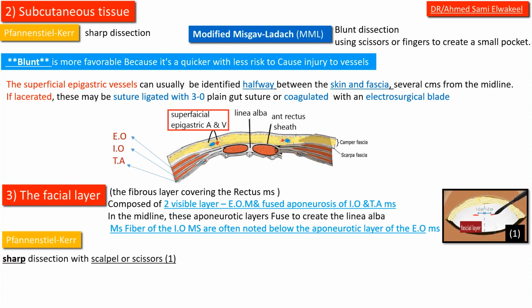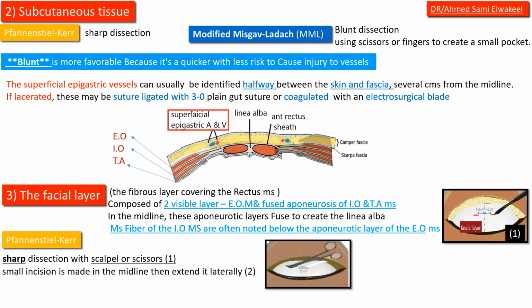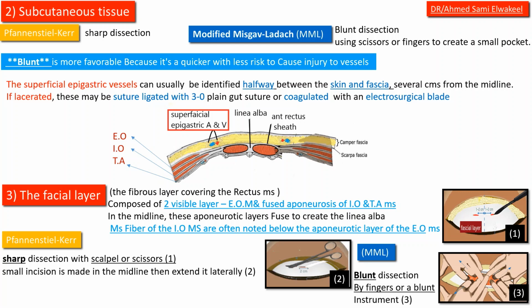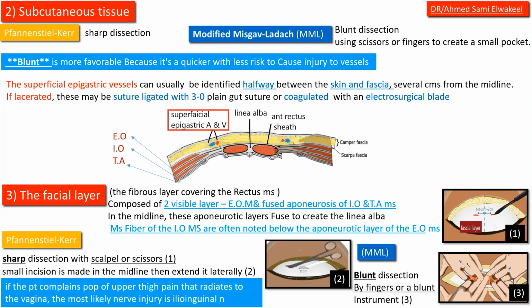Pfannenstiel method, sharp dissection with scalpel or scissors. A small incision is made in the midline, then extended laterally. Modified Misgav, blunt dissection by finger or a blunt instrument. If the patient complains post-operatively of upper thigh pain that radiates to the vagina, the most likely nerve injury is the ilioinguinal nerve.